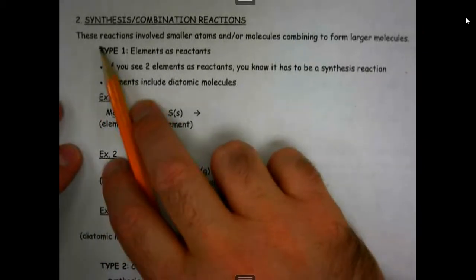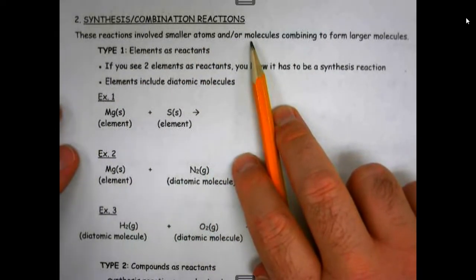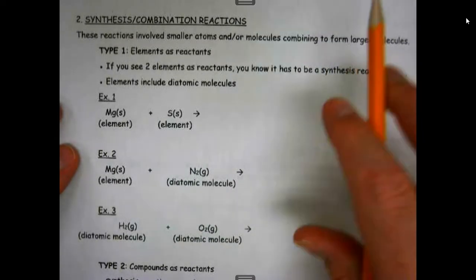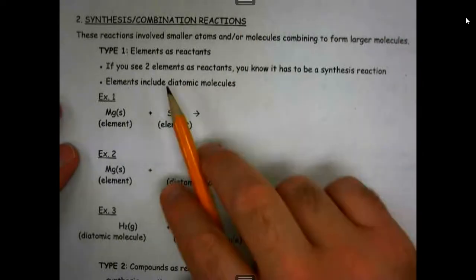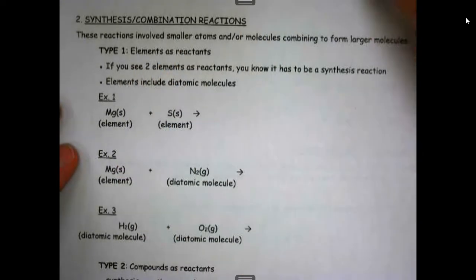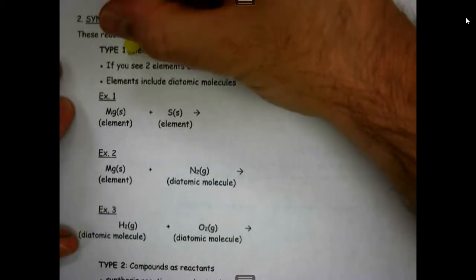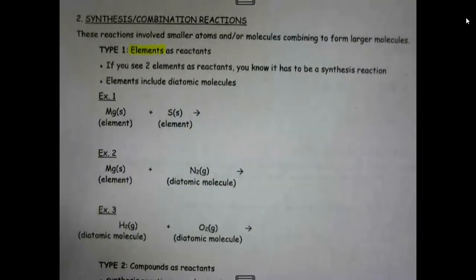Now these reactions involve smaller atoms and/or molecules or compounds combining to form larger molecules. Now we're going to look at a couple different types, just like we did with combustions. So type 1 is going to be just elements as reactants. So two elements combine, but I guess you could have an element and a compound combining together. These are just some general examples of explaining what this type is.